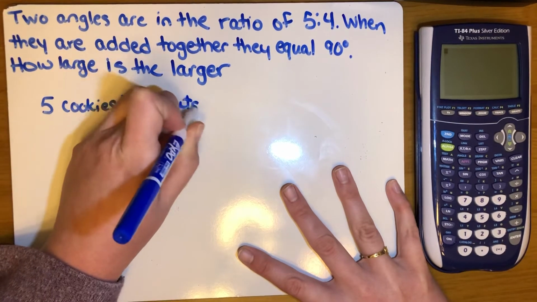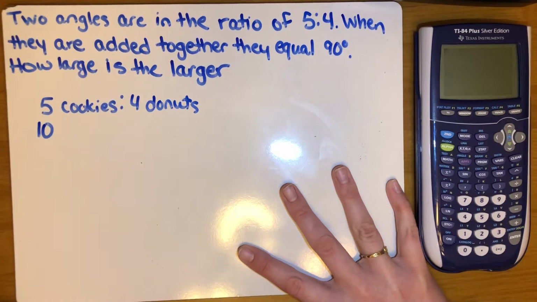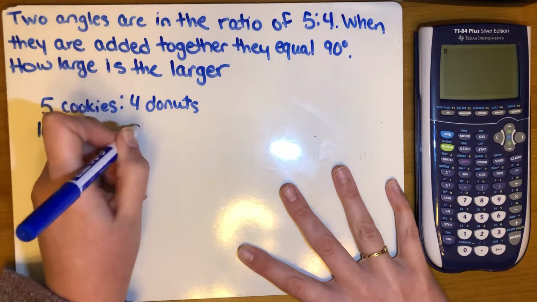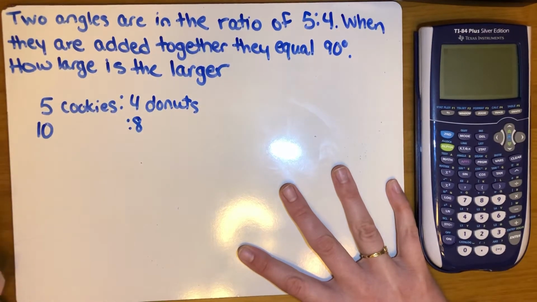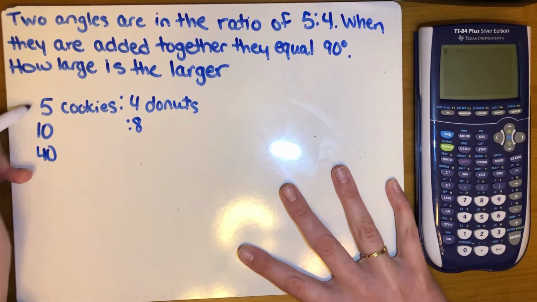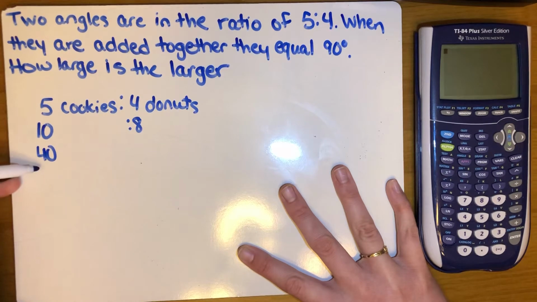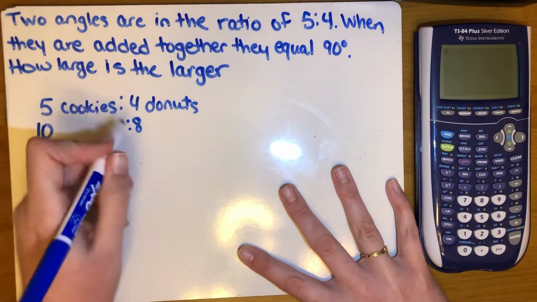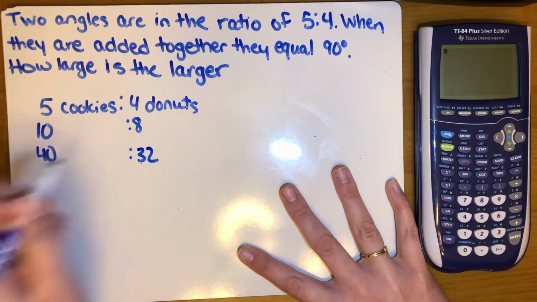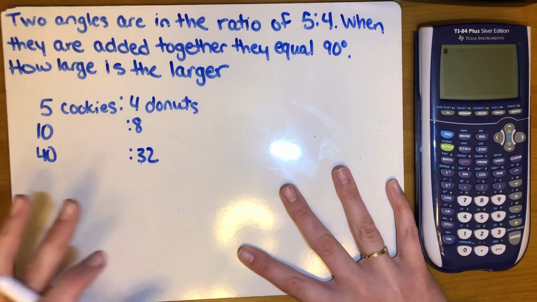So what this means is that if I ended up with 10 cookies, since this is twice as many cookies, I would have to have twice as many donuts. Or if I had, say, 40 cookies, well, this is 5 times 8, so I'd have to have 4 times 8, so I'd have to have 32 donuts. So just keeping it within a constant ratio proportion to itself, okay?